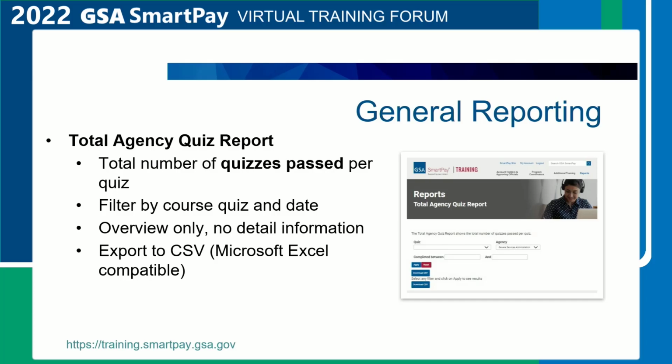For example, using GSA as my agency again, I can run the report to learn that from 2011 to present day, 4,425 people passed the travel account holder or AO quiz. The report will also tell me how many passed the other quizzes for that time period. You can even use this report to find out how many people in your agency have the GSA SmartPay Program certification.